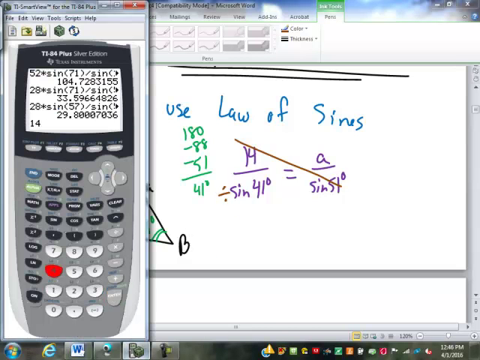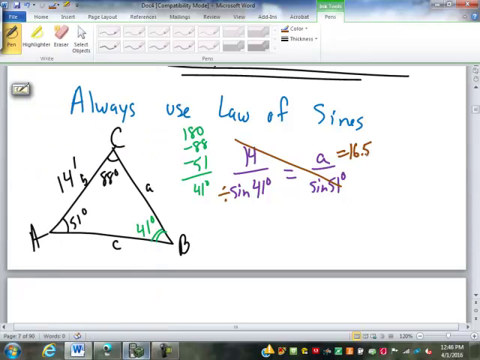14 times sine of 51 divided by the sine of 41. 16.58. So that's 16.58 feet for A. What's that? Well, they're different. I just put them on there to mark that as an angle. There.